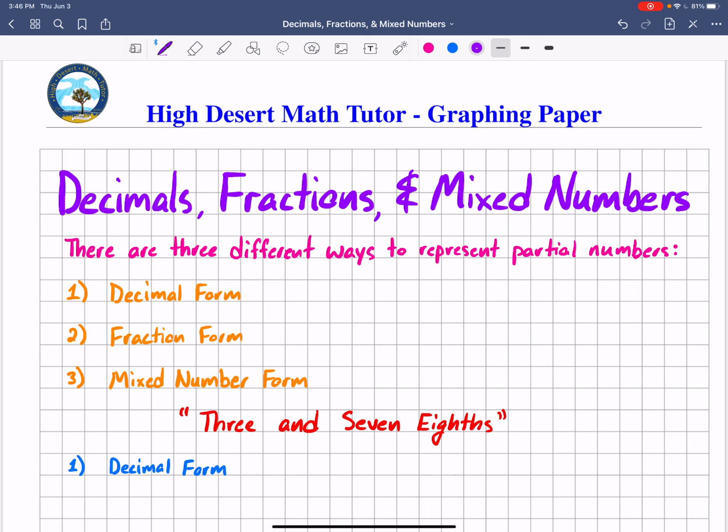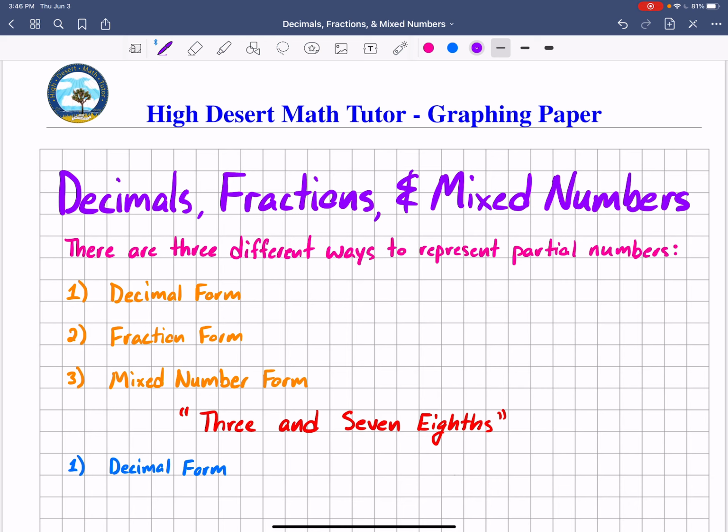So in general, there are 3 different common ways to represent partial numbers. The most common way we deal with them in our day-to-day lives would be decimal form. So 1.5 would be something like 1.5.